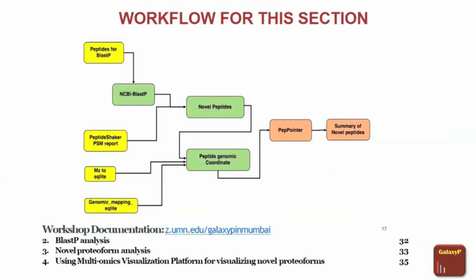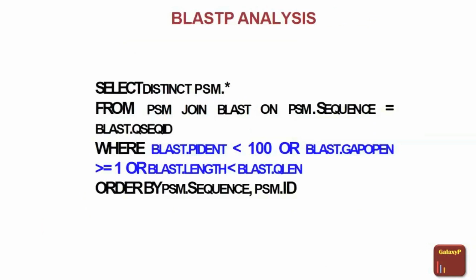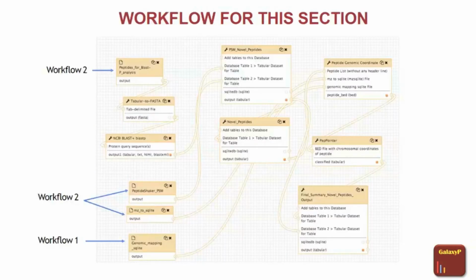So looking into the details, we had this BLAST-P peptide from workflow 2, this also from workflow 2, and this one from workflow 1. And then, by NCBI BLAST-P, you use certain rules, and these are the rules that we used: if the peptide's BLAST-P identity is less than 100, or there is at least one gap present, or if the BLAST length is less than your query length, then you call it a novel peptide. We have used this on multiple data sets, and these three features seem to be enough to identify a novel peptide. So that's the information used here to identify novel peptides.